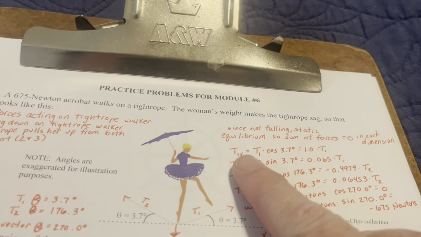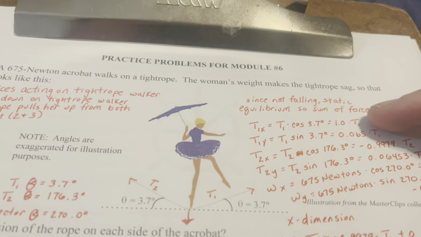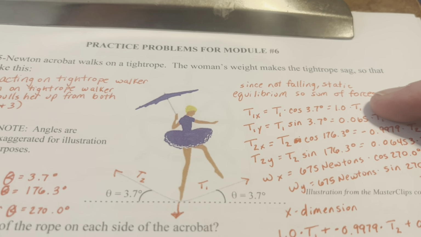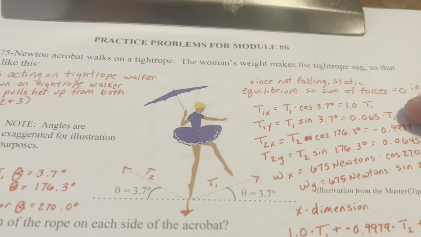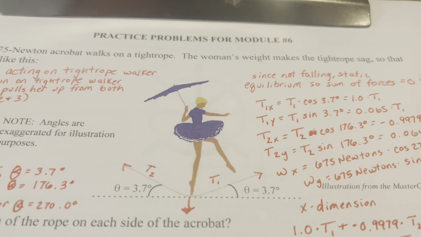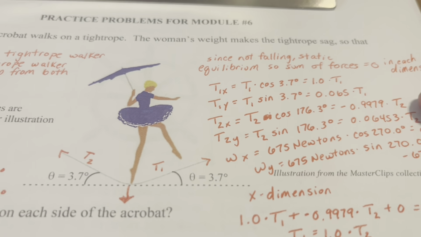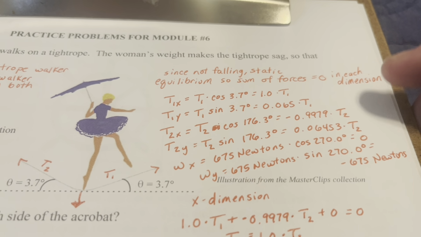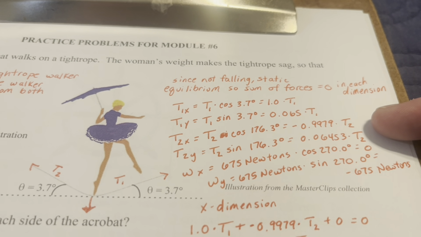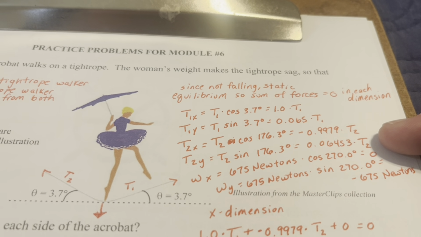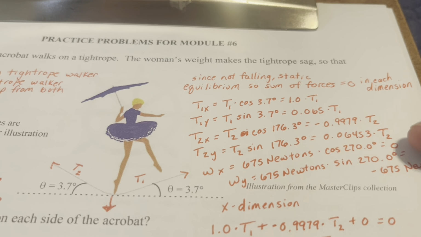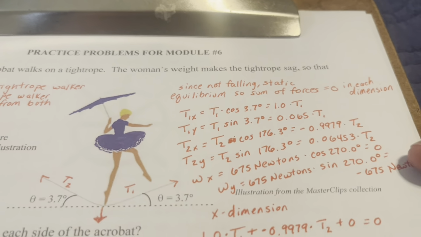Okay, so for the first one, for T1, I'm going to do the T1x component, and it's going to be T1 times cosine of 3.7 degrees, which is just going to give you 1.0 times T1. Then you're going to do T1y, which is going to be T1 times sine of 3.7 degrees, which is going to give you 0.065 times T1. Then you do the same thing for T2. T2x is going to be T2 times cosine of 176.3 degrees, and that's going to give you negative 0.9979 times T2. T2y is going to be T2 times sine of 176.3 degrees, and that's going to give you 0.06453 times T2.